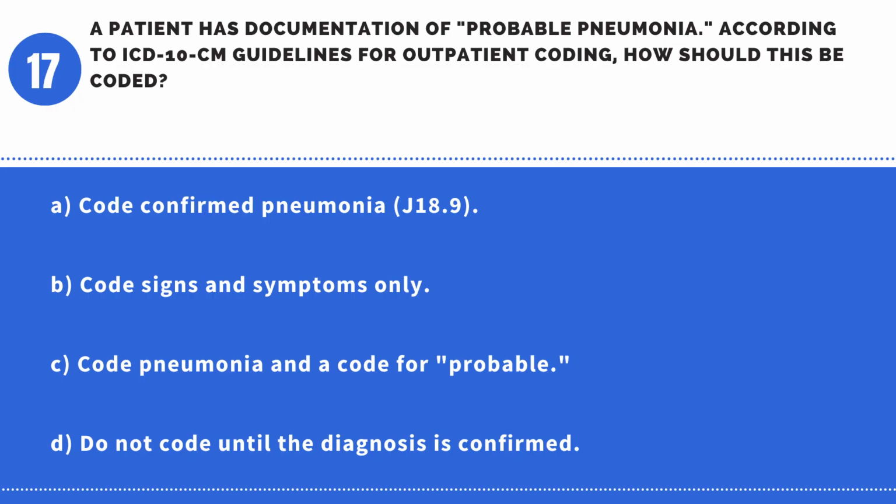Question 17. A patient has documentation of probable pneumonia. According to ICD-10-CM guidelines for outpatient coding, how should this be coded? A. Code confirmed pneumonia, J18.9. B. Code signs and symptoms only. C. Code pneumonia and a code for probable.